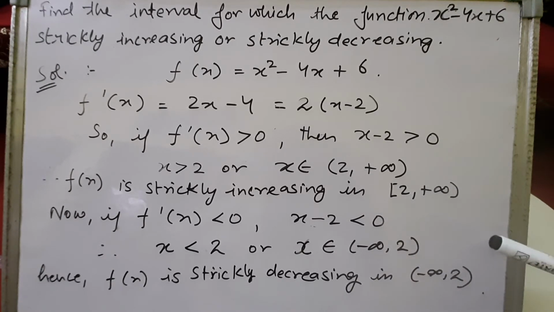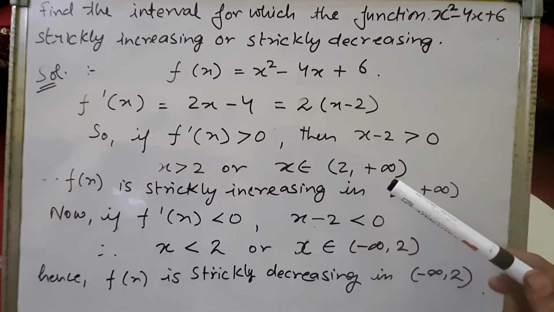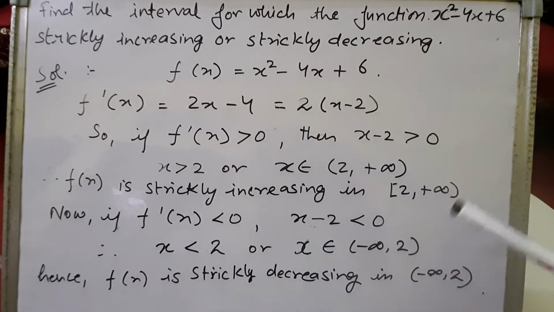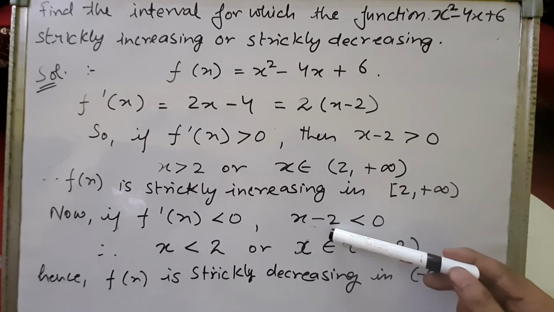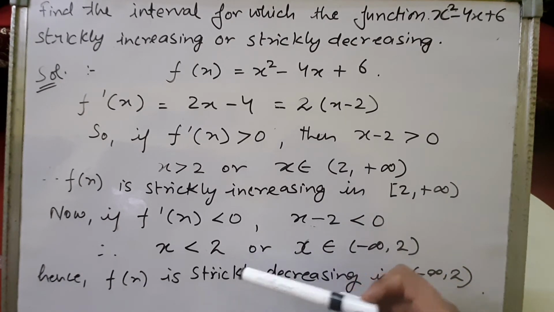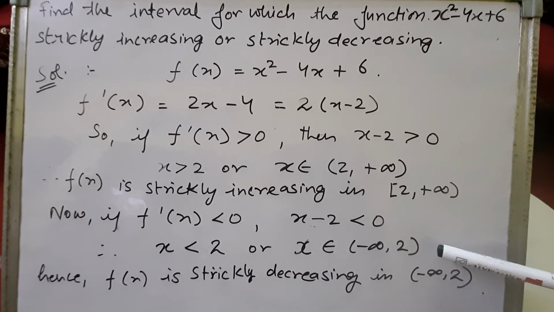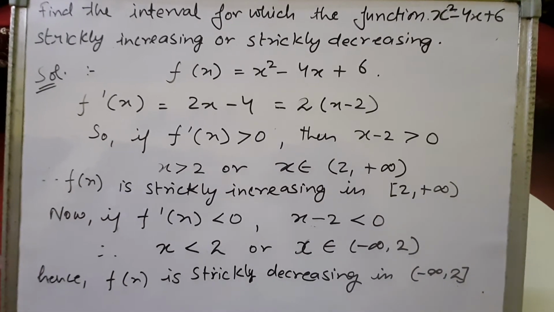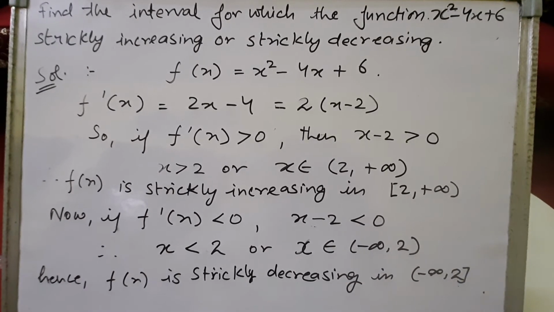Alright children. Let's see the value of f dash x when it becomes less than 0. When the value of x minus 2 will become less than 0, if we transfer to this side, it will become x is less than 2. Or we can write as x belongs to the open interval minus infinity to 2. So from here we can say that f(x) is strictly decreasing in the semi-open interval minus infinity to 2. Okay. Note down please.